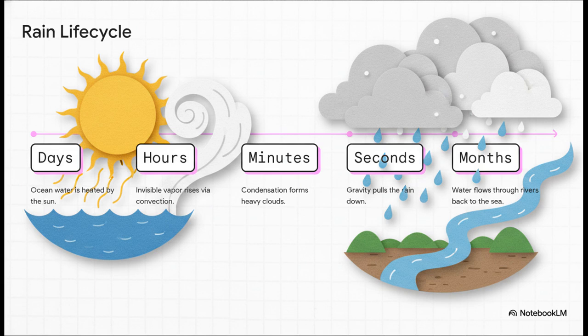Let's look at the actual timeline of this incredible loop. It might take days for the sun to sufficiently heat the ocean water. It takes hours for that invisible vapor to rise up via convection. It can take mere minutes for condensation to suddenly form those massive, heavy clouds. It takes only seconds for gravity to pull that heavy rain down to the ground. And then, it can take months for that water to slowly snake its way through the rivers and flow back out to the sea. It is a continuous, unbroken, chronological loop that just constantly resets itself.